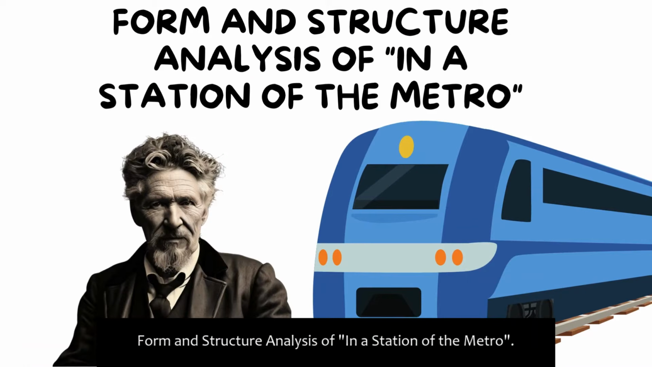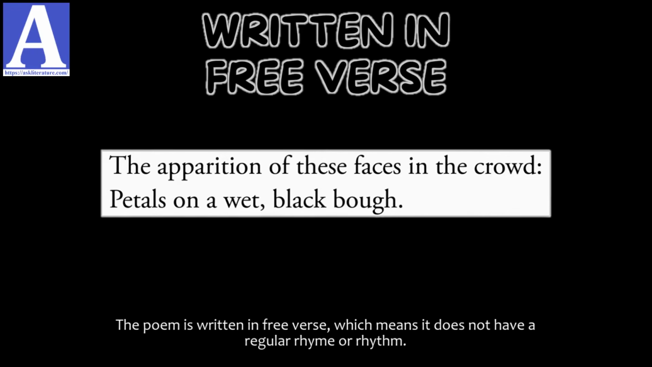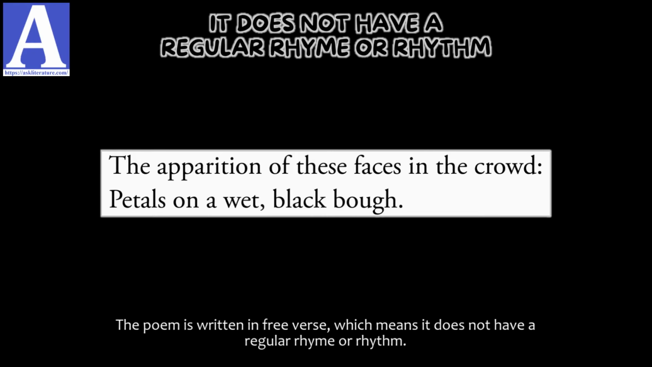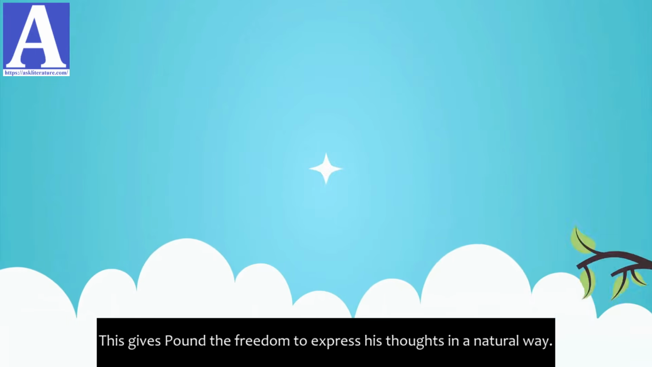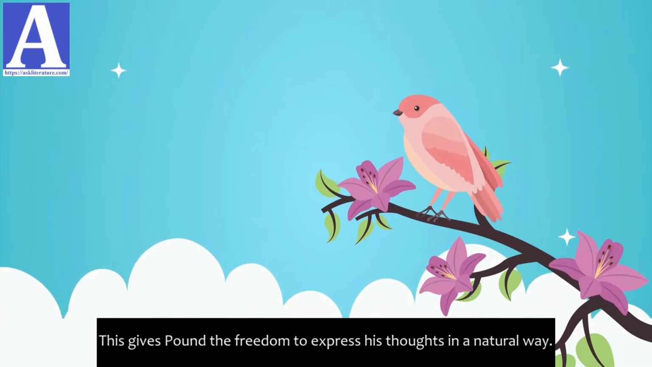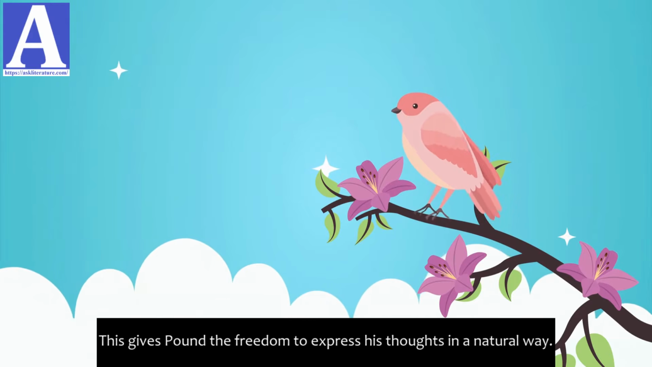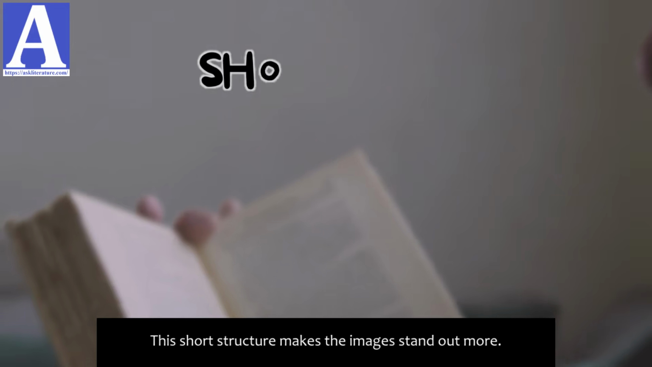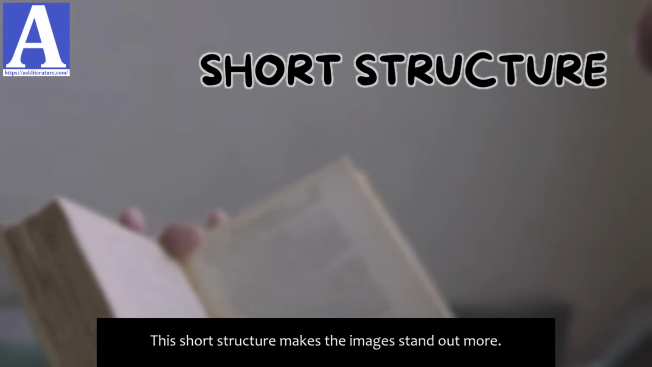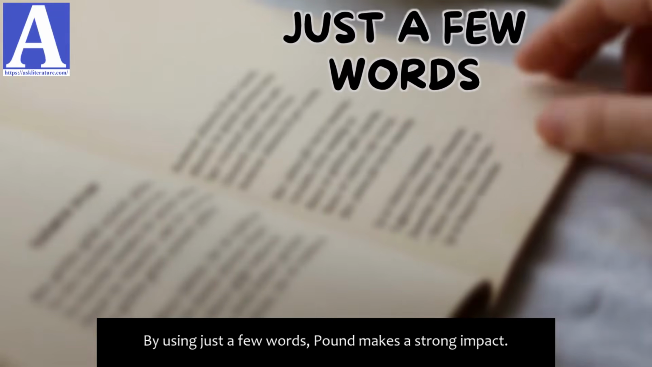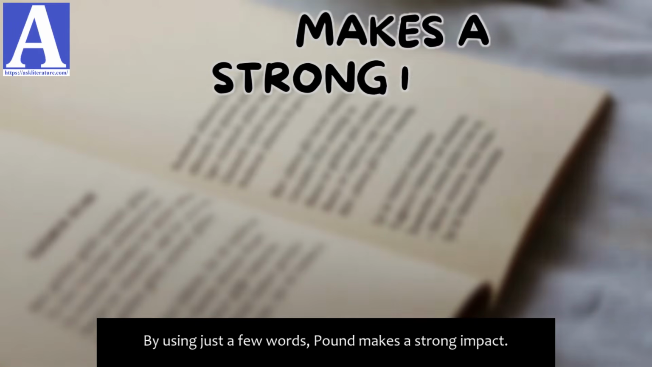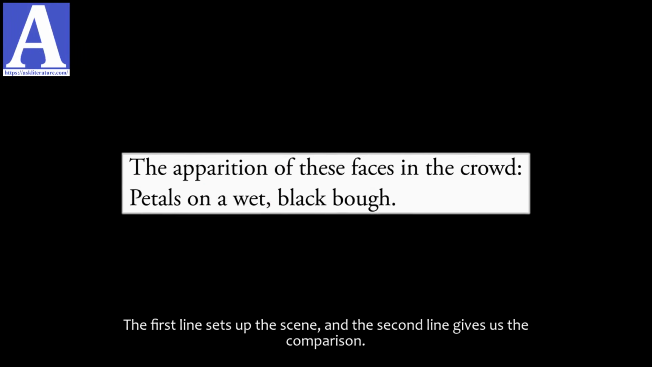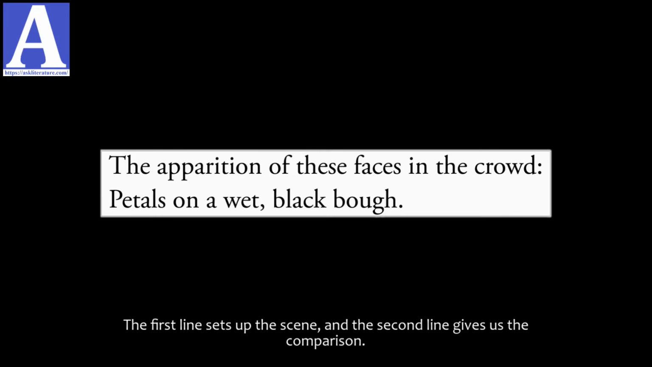Form and structure analysis of In a Station of the Metro. The poem is written in free verse, which means it does not have a regular rhyme or rhythm. This gives Pound the freedom to express his thoughts in a natural way. The poem has only 2 lines. This short structure makes the images stand out more. By using just a few words, Pound makes a strong impact. The first line sets up the scene, and the second line gives us the comparison.